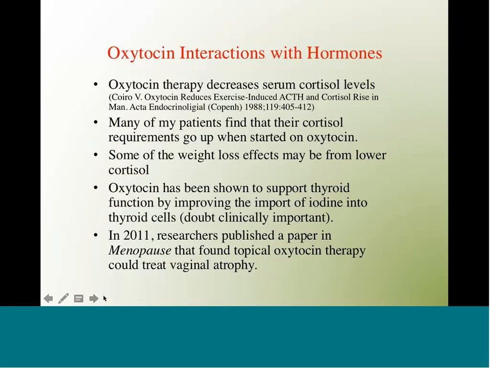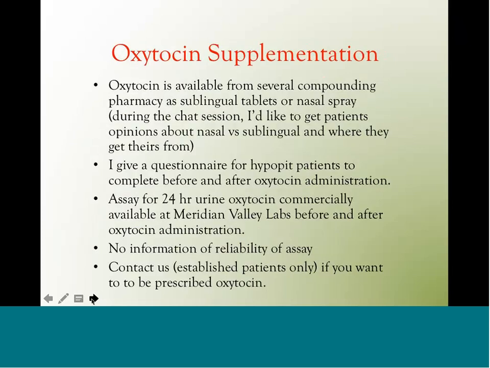In 2011, researchers published a paper in Menopause that topical oxytocin therapy could treat vaginal atrophy. So in terms of oxytocin supplementation, oxytocin is available from several compounding pharmacies as either sublingual tablets or nasal spray. And during the chat session, I'd like to get patients' opinion about nasal versus sublingual and where they get theirs from and how they like their supply.